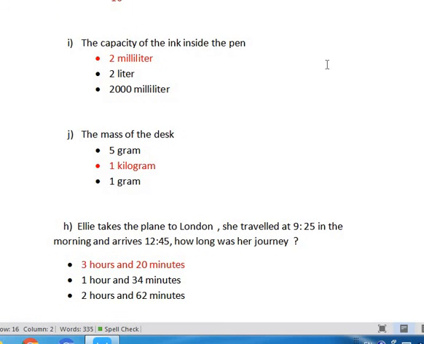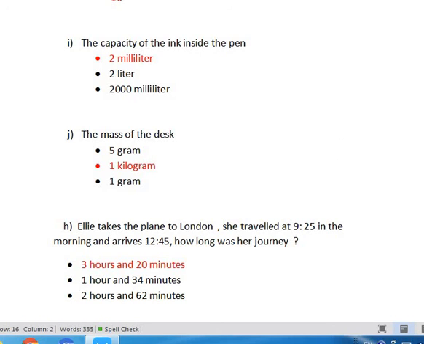Do you remember the capacity of the ink inside the pen? By milliliters, because it's a very small amount, so it's 2 milliliters, not liters, or not 2000. Okay, the mass of the desk is by kilogram, 1 kilogram.